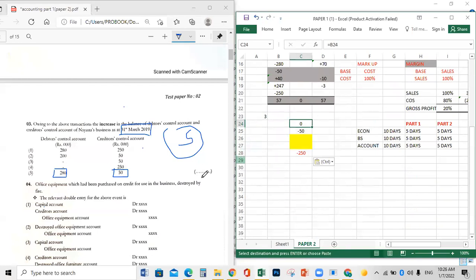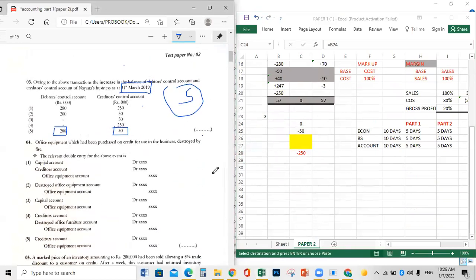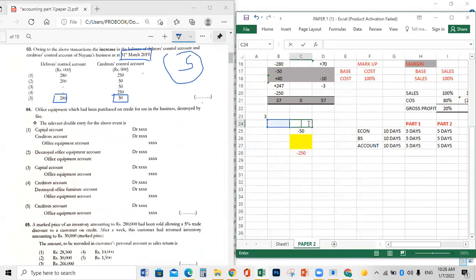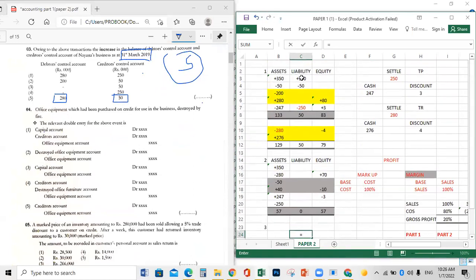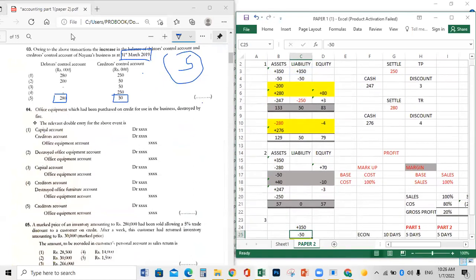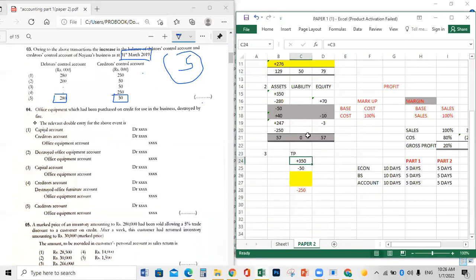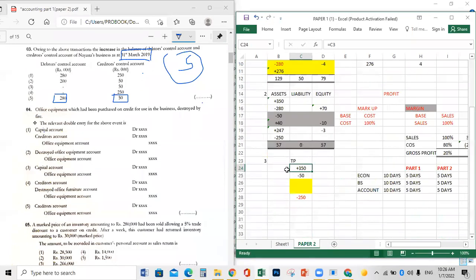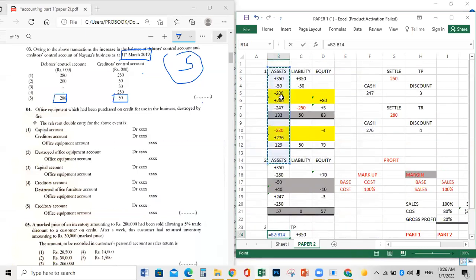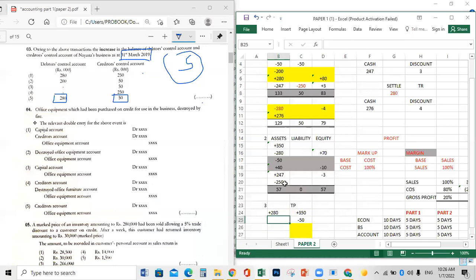You all can quickly go to the next one and send me the answer, guys. Don't just wait. Send me the answer for the next one. Okay, so this is trade payable. And this is trade receivable. Send me the answer for the next one once you're done.